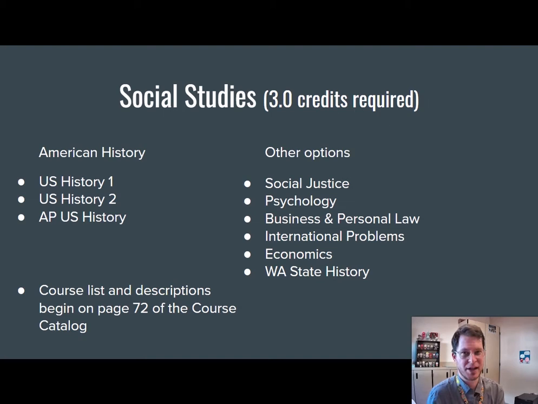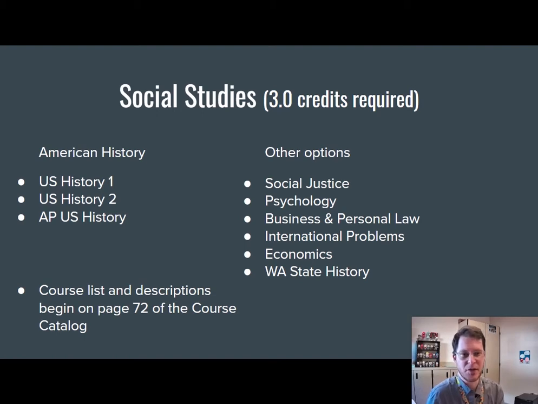Moving on, we've got social studies, 3 credits required here. American history is a state graduation requirement. So in order to meet that one, you've got a couple choices. There's U.S. History 1 and 2. Those are each a semester long, and they're tied together. So make sure that you select both of them if you want that option. The other one you can choose is AP U.S. History.